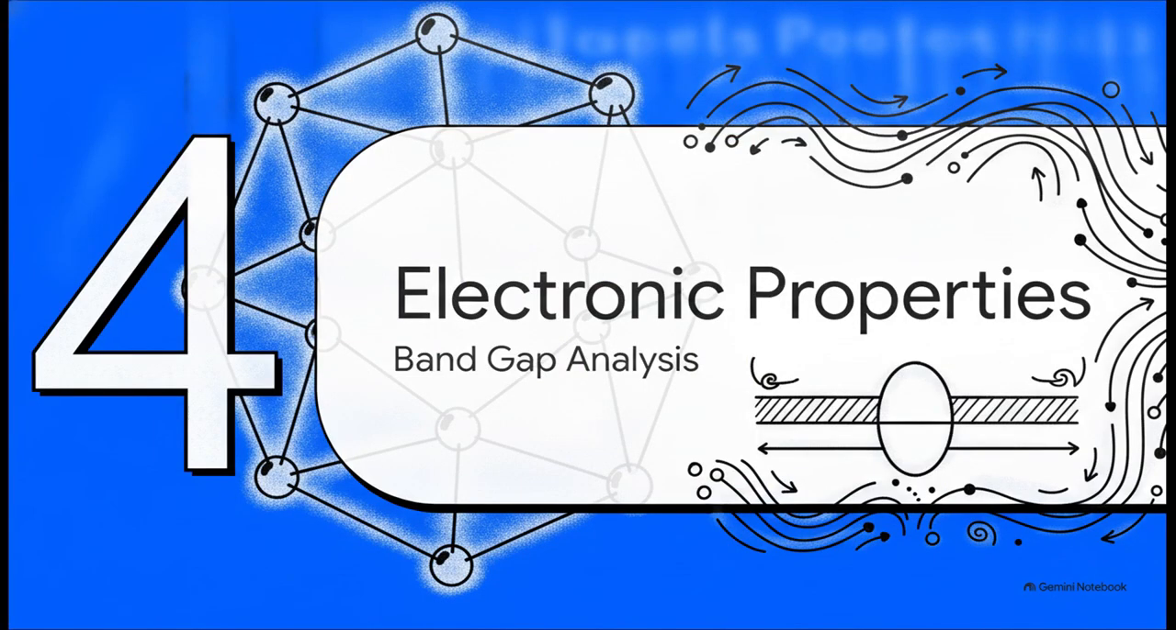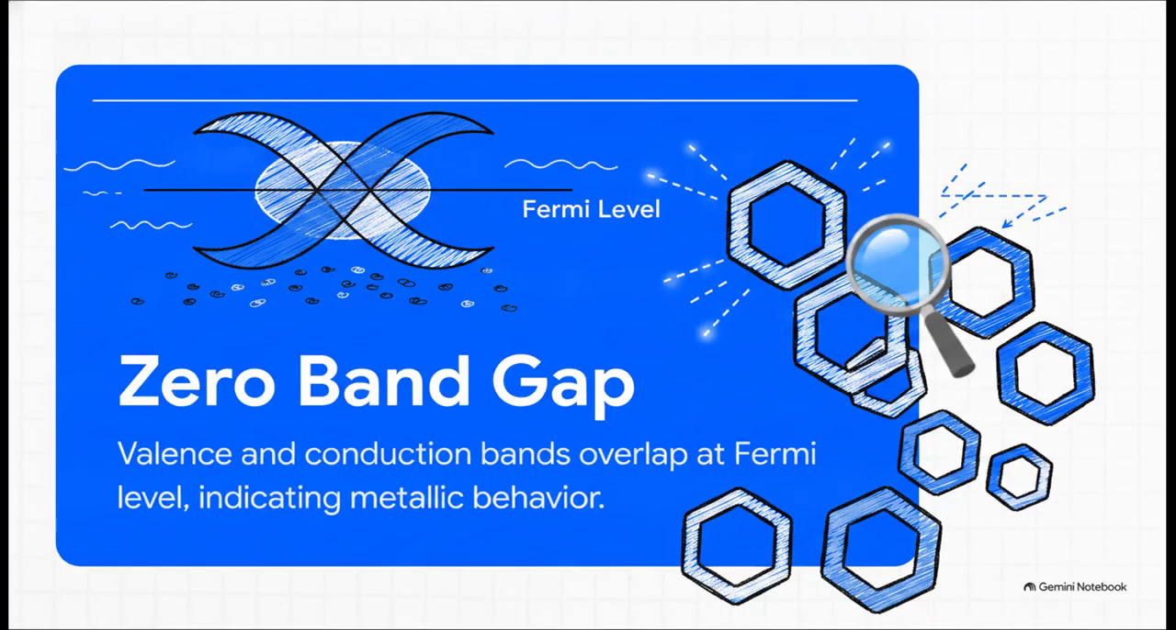Building directly on that very stable physical structure, we transition over to Section 4, Electronic Properties. Now, the absolute standout discovery in this phase is the presence of a zero band gap. In this specific electronic state, the valence and conduction bands actually overlap exactly at the Fermi level. So what does this mean? It means the material doesn't act like your conventional semiconductor. Instead, it shows distinct, highly conductive metallic behavior.